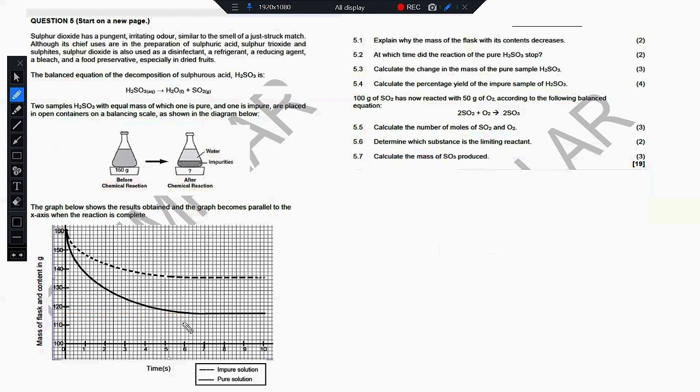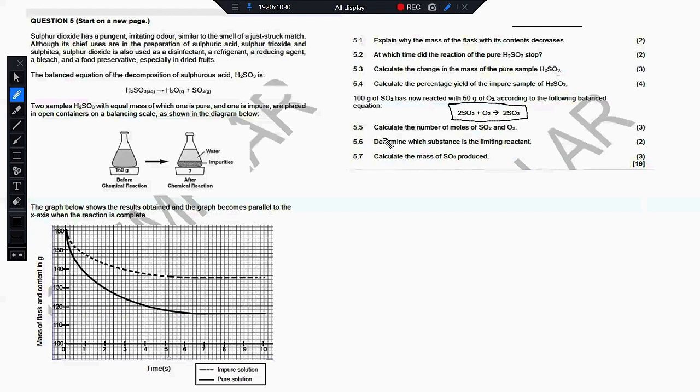Okay, so we are given a statement here. So we know that if we are given a statement just before the questions here, that means this statement applies to the questions that follow underneath. So we have 100 gram of SO2 that has now reacted with 50 gram of oxygen gas according to the following balanced equation. So we are given the balanced equation here.